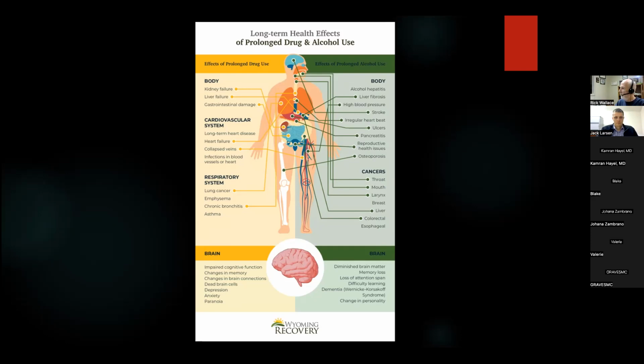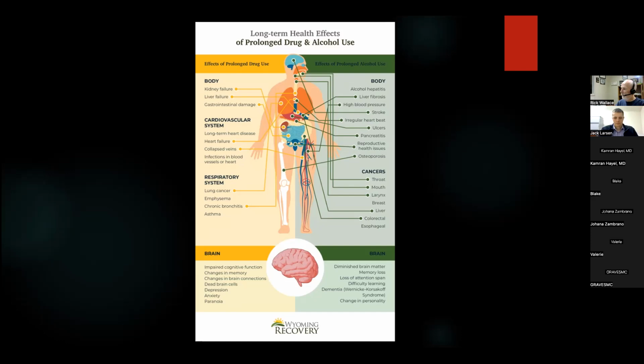As we see clinically very often, one of the primary changes and effects that you will see is impaired cognitive function. Now, I think it's important to note that the title of this graphic is long-term health effects of prolonged drug and alcohol use. And so when we think of impaired cognitive function, obviously, when someone is impaired, right, that's in the term itself, when they are under the influence of substances, they do have impaired cognitive function, but this is actually long-term cognitive function.